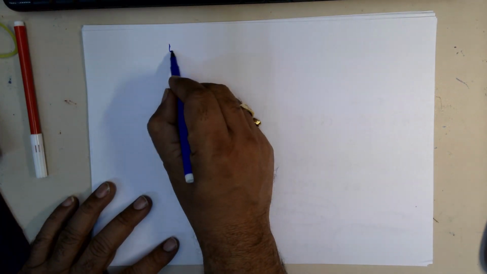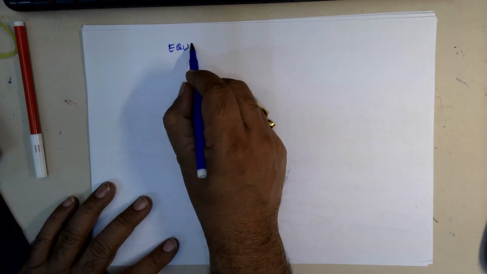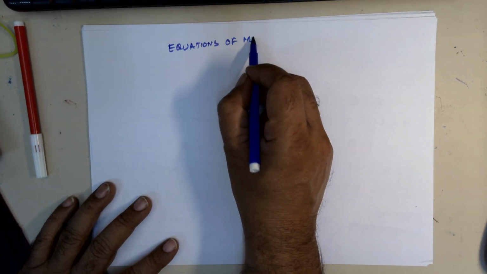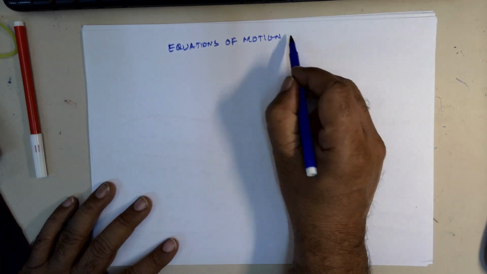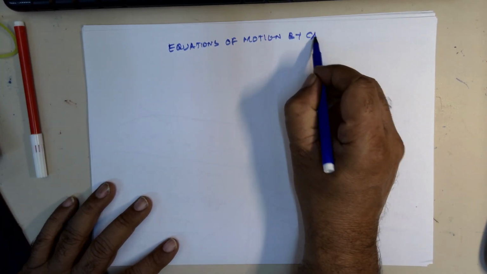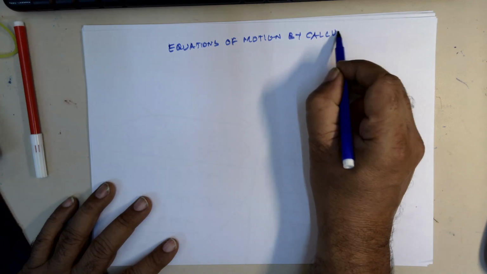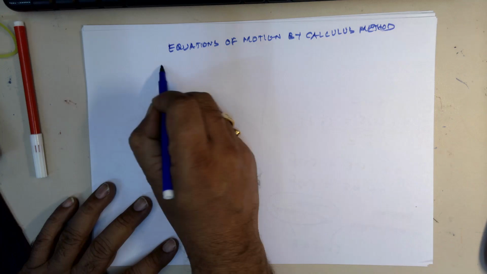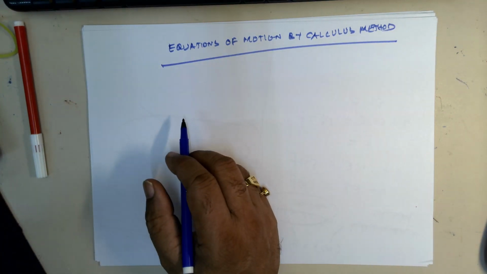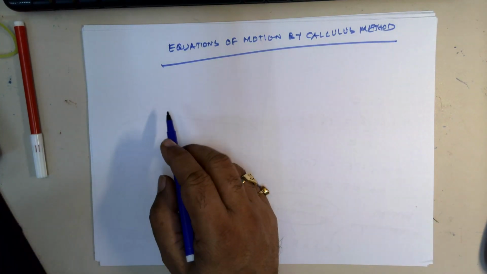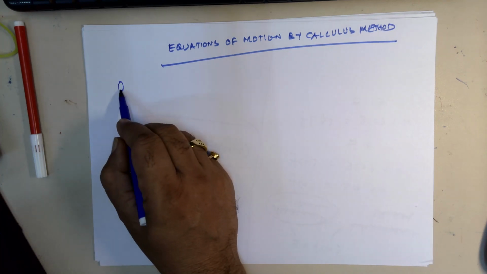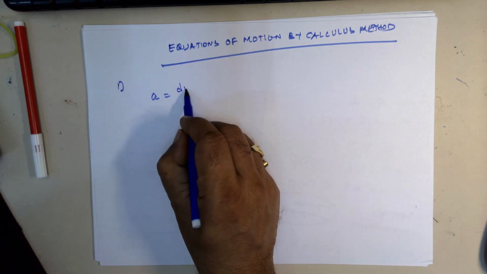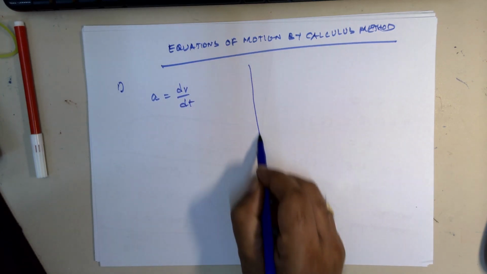Equations of motion by the calculus method. Now we have, from the definition of average acceleration, we already know a is equal to dv by dt, right?